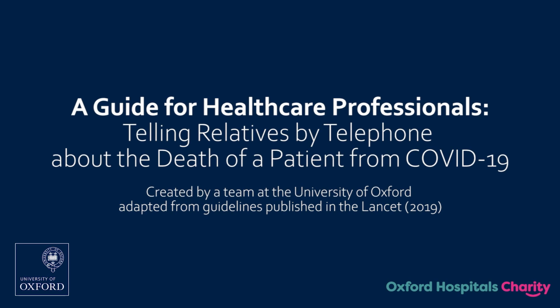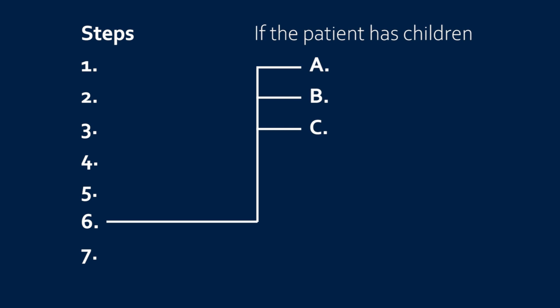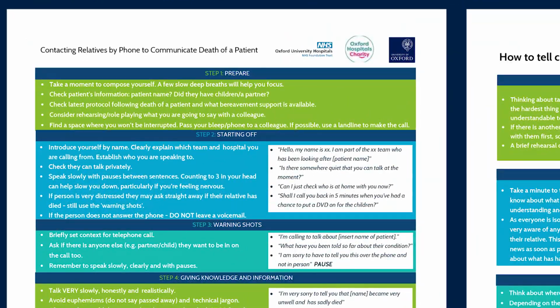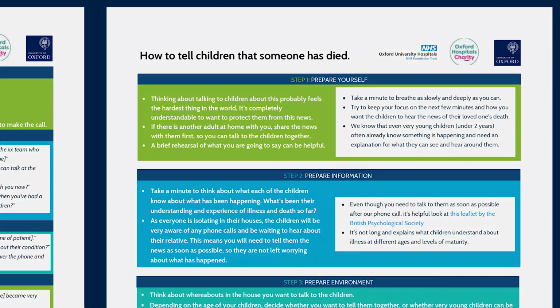This is a guide for healthcare professionals to take you step by step through the process of telling relatives by telephone about the death of a patient from COVID-19. There are 7 steps and advice if the patient has children in their family. This video is supported by 2 written guides, one for you as a healthcare professional and one for the relative to help them tell any children in the family.